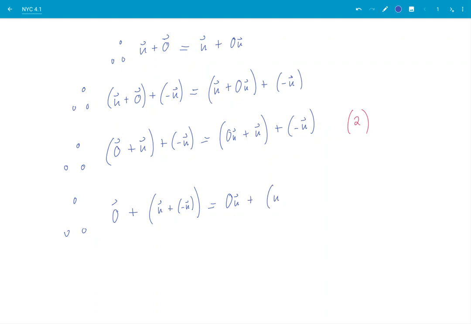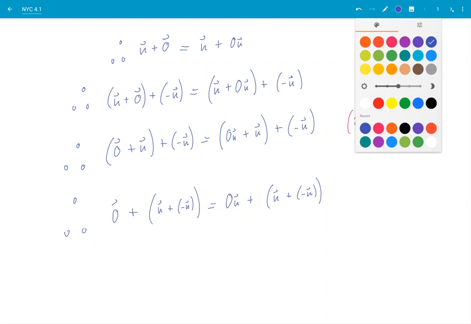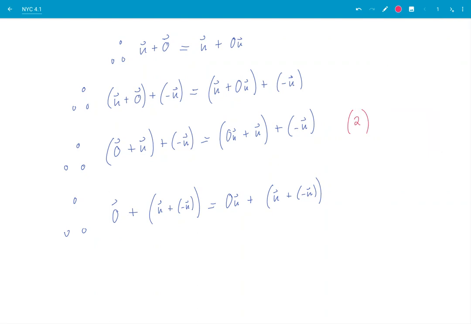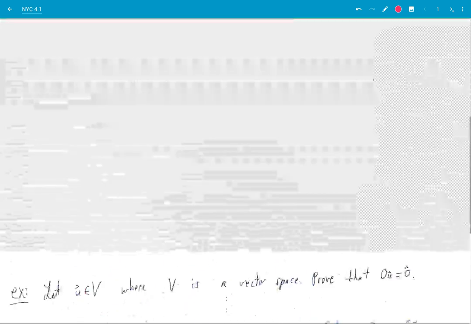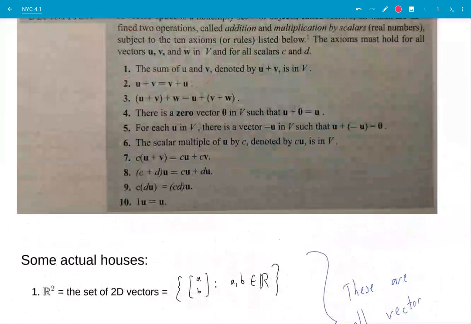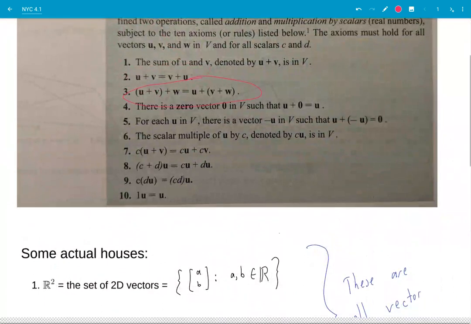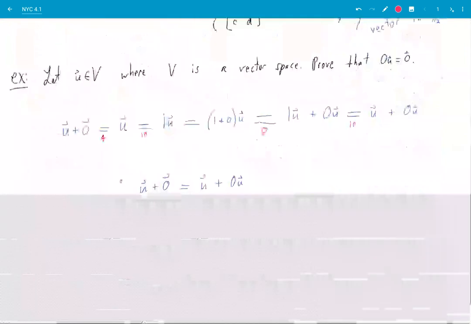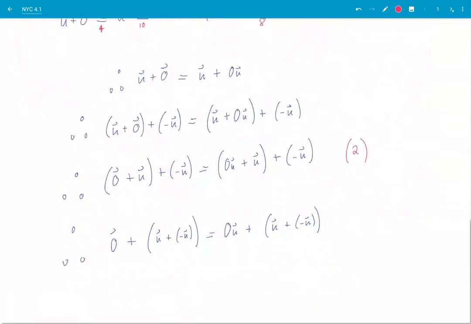Oh boy, this is really getting tedious. Plus negative u. So what did I do there? I changed my bracketing. How can I do that? Well, let's have a gander. Oh, that's number 3 up here. Changing the bracketing. So let's quote that. 3.